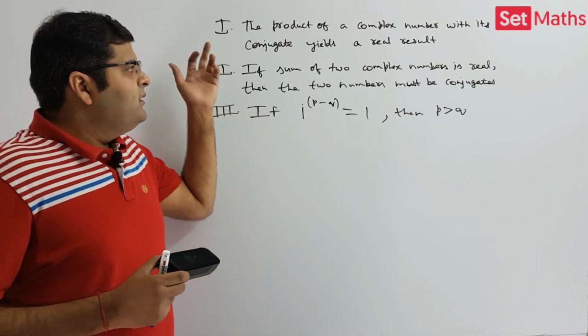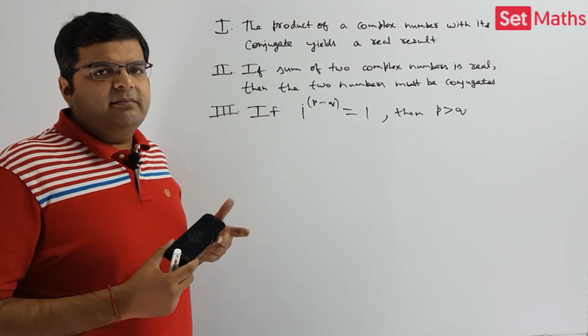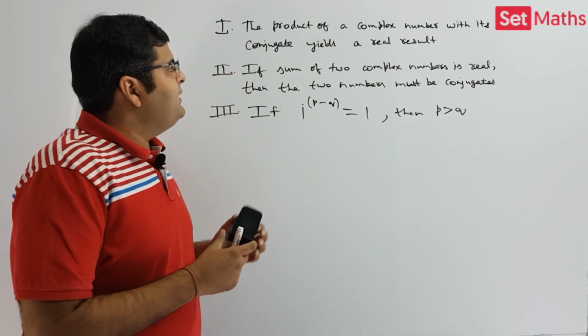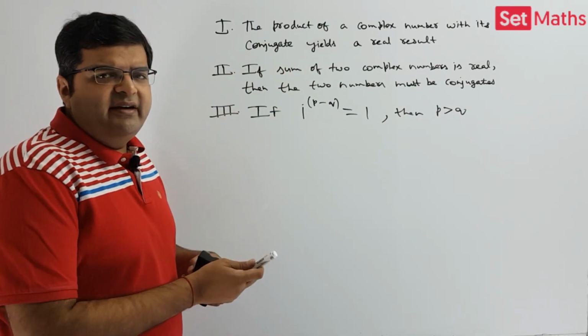Okay, so here we have to figure out which of these statements must be true. So the first statement: the product of a complex number with its conjugate yields a real result.